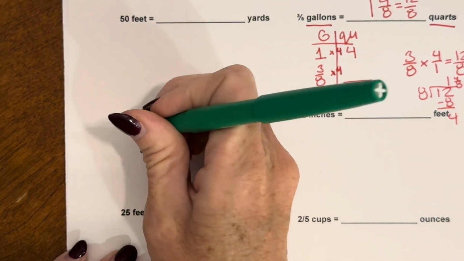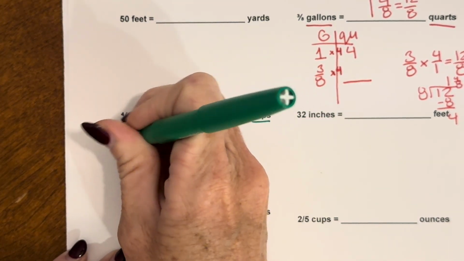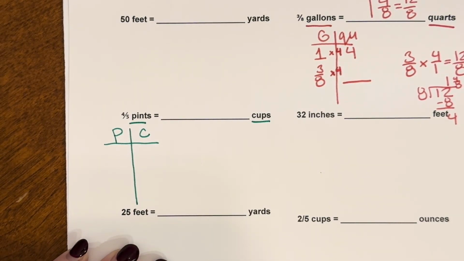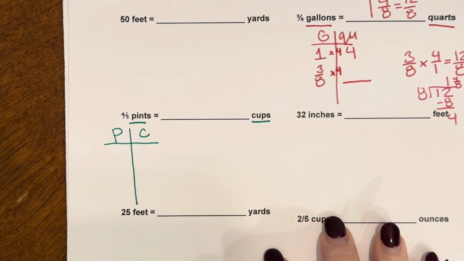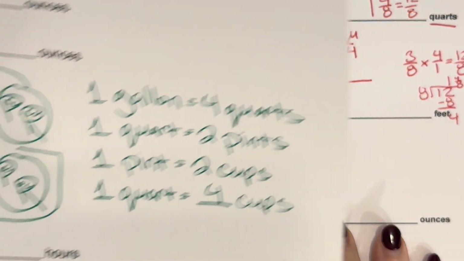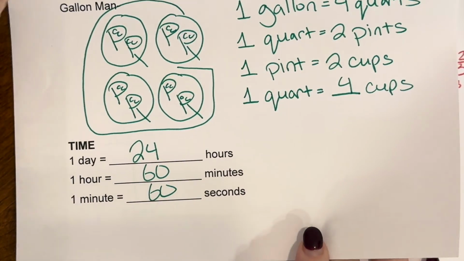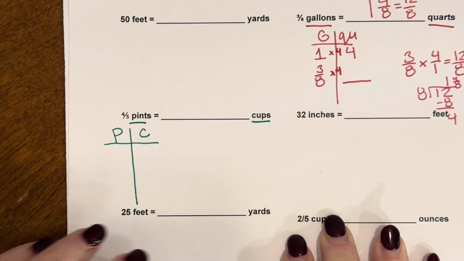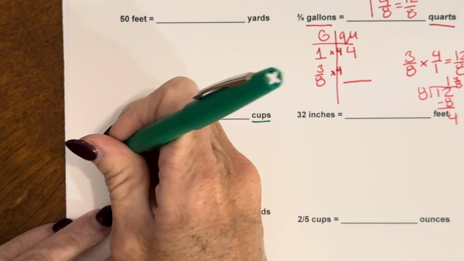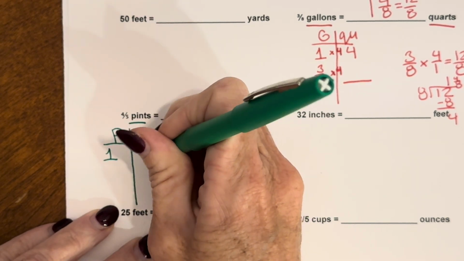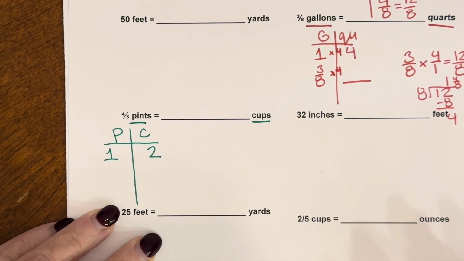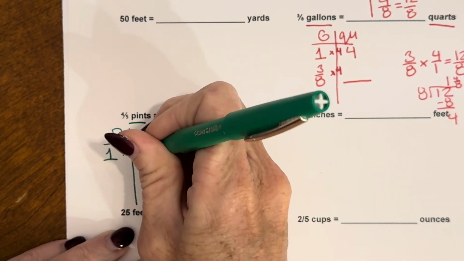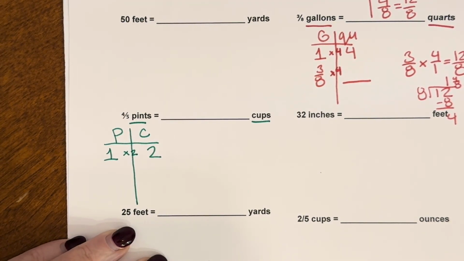Okay, so let's set up our table. And we're going from pints to cups. What do we know about pints and cups? So let's look at this. We know that 1 pint equals 2 cups. So let's start there. 1 pint is equal to 2 cups. So how did we get there? Well, 1 times 2 is 2.